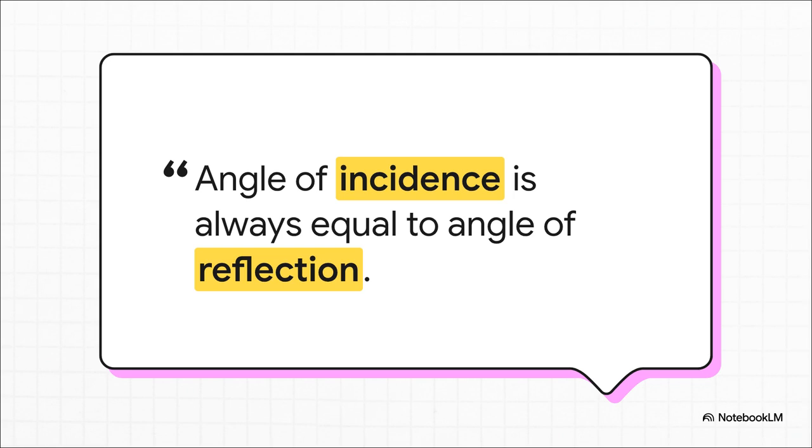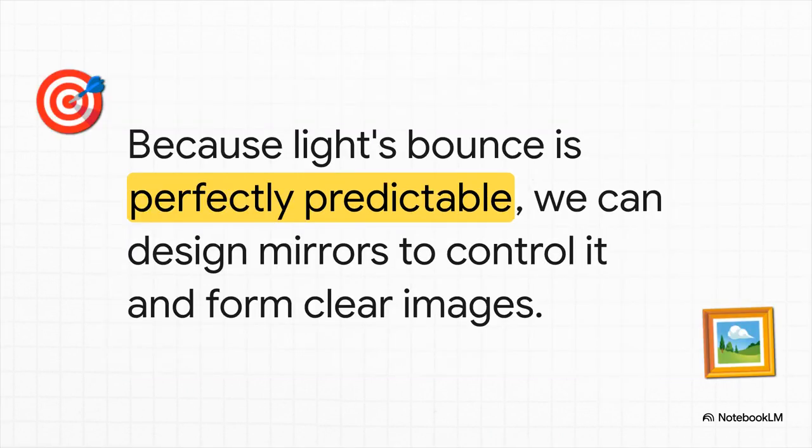You know, you can think of it like a perfect game of pool. The way the ball hits the cushion is exactly how it's going to bounce off. Light does the same thing every single time. And that perfect predictability, that's everything. Because if we know exactly how light is going to bounce, we can build surfaces that control it. And that's all a mirror is, right? It's just a super smooth surface, designed to organize all those bounces perfectly so they form a nice, clear image that our eyes can understand.